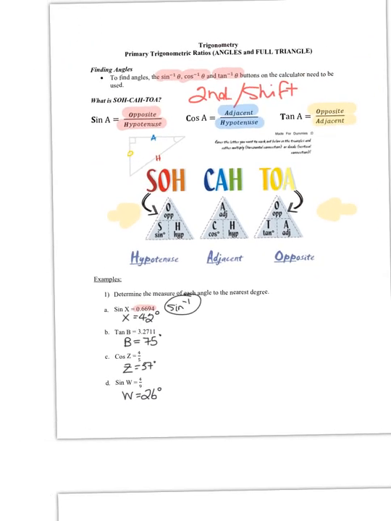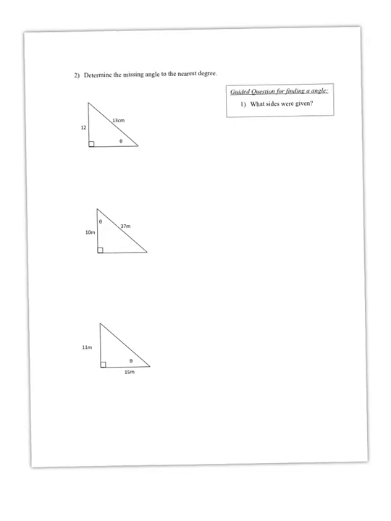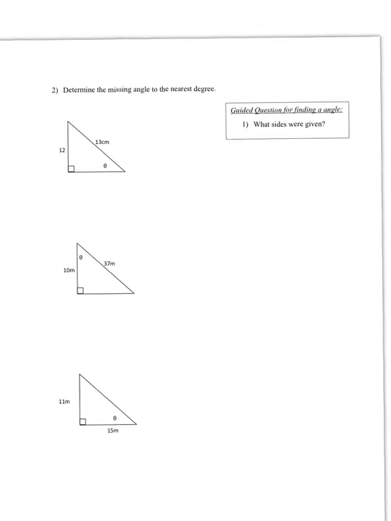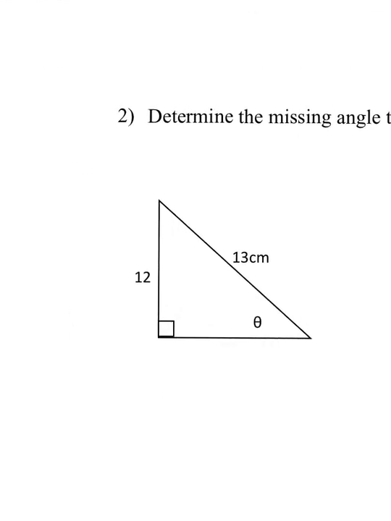Okay, so I'm going over here to the second page. Okay, we're going to find the angle to the nearest degree. So this one has our theta labeled for us. So just like the other day, we're going to label the sides of our triangle.